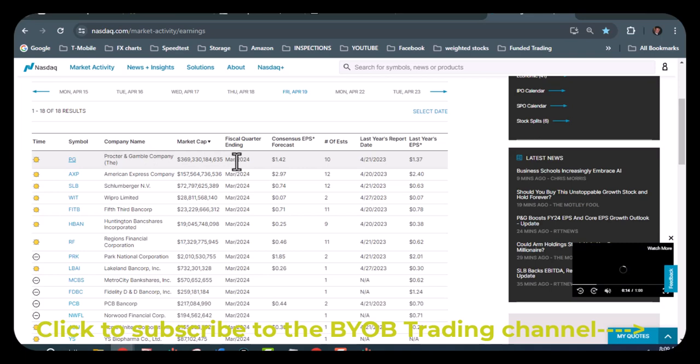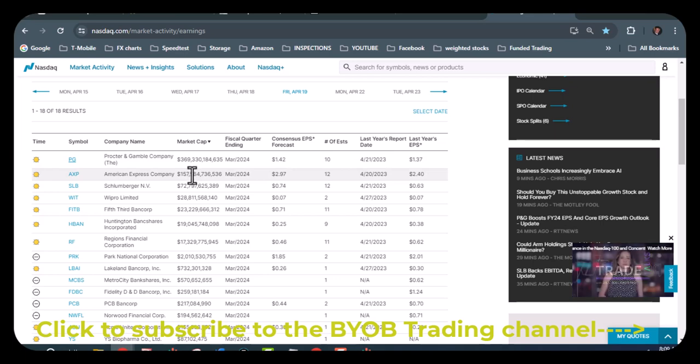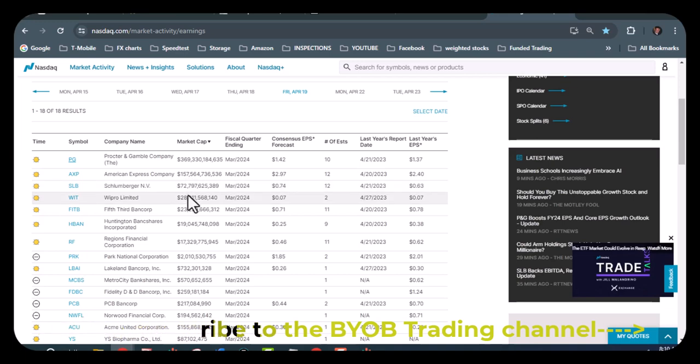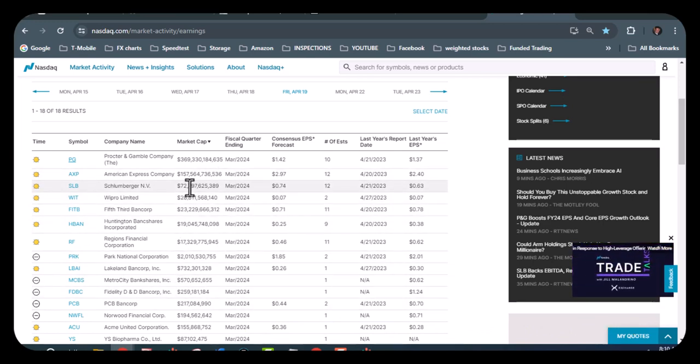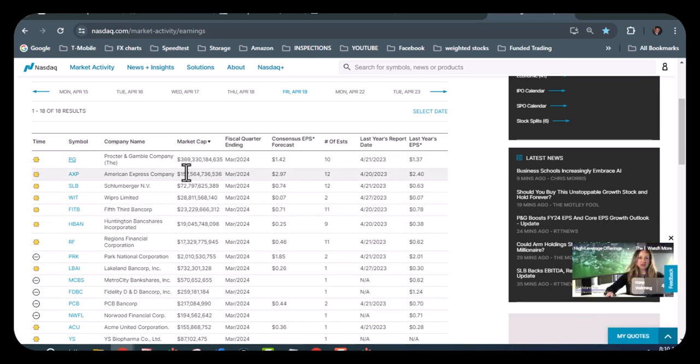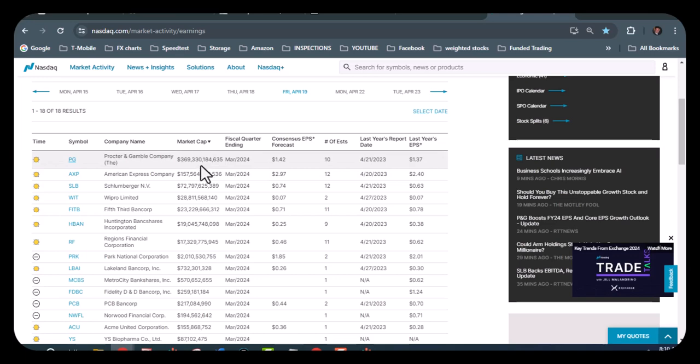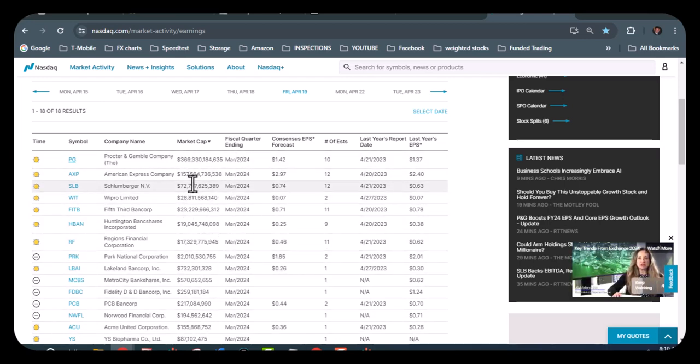Procter & Gamble reports this morning. That's about $1/3 trillion right there. American Express, $157 billion, and we got some familiar names. Schlumberger's $72 billion, Fifth Third Corp, $23 billion. But nothing that's going to move the markets like a Procter & Gamble or Taiwan Semiconductor, Netflix. Some of those have a whole lot more market cap, and they're capable of affecting the markets more than some of these other ones. So that's on the earnings calendar for today.